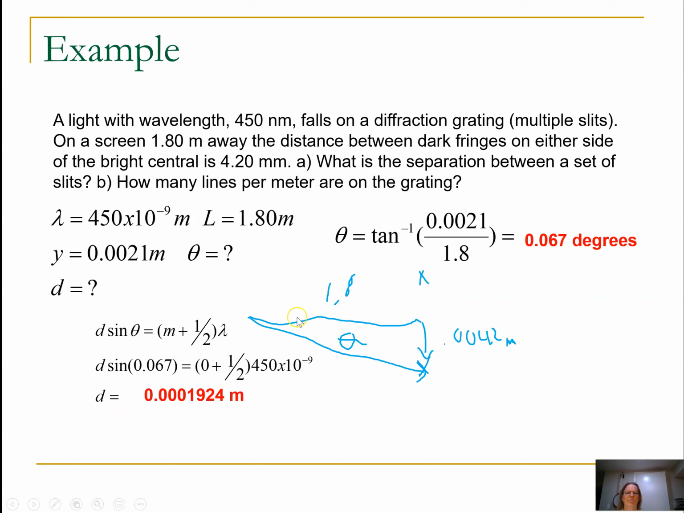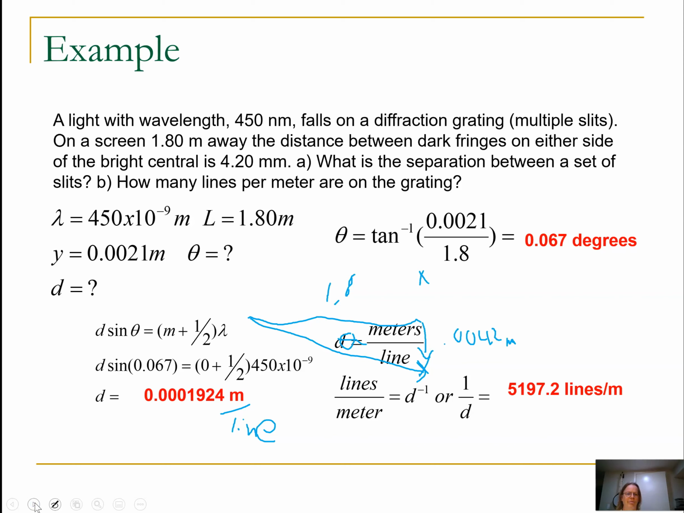What are they looking for? The separation between the slits. Oh, how many lines per meter? So how do you do the lines per meter? Flip it. Flip it good. That's the meters per line, right? So if you want lines per meter, you just flip it. One line per that, you just do the inverse, and boom, you get 5,192 lines per meter.